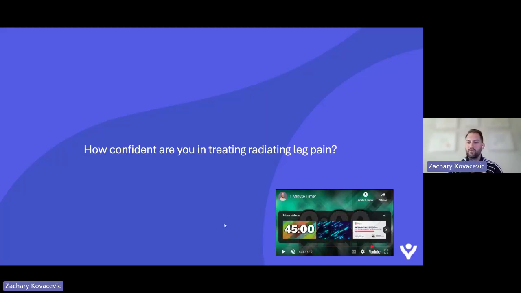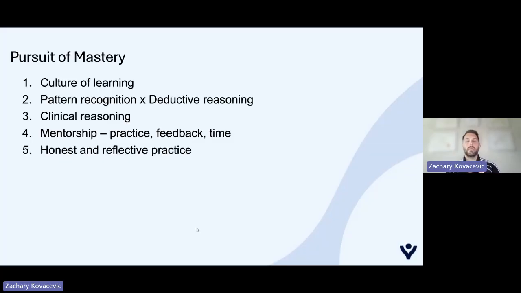Excellent. And as we shift to the next slide, I want to revisit this idea of mastery. I entitled my talk Mastering Treatment of Lumbar Radiating Pain. And here's the funny thing: I am not a master of this, but I am in constant pursuit of mastery and mastering treatment of this clinically.